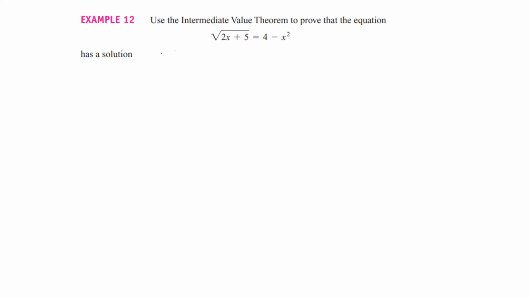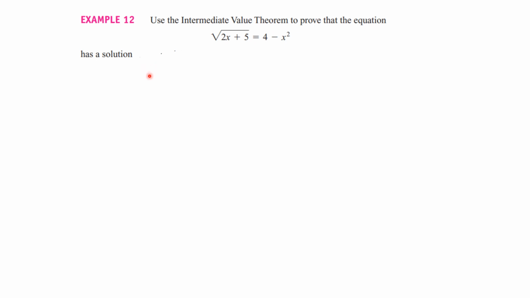Our last example is as follows. Use the intermediate value theorem to prove that the equation square root of 2x plus 5 equals 4 minus x squared has a solution.